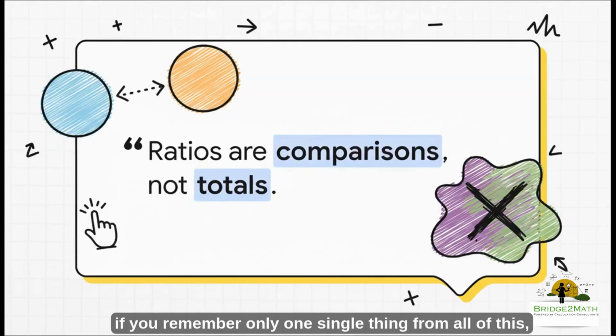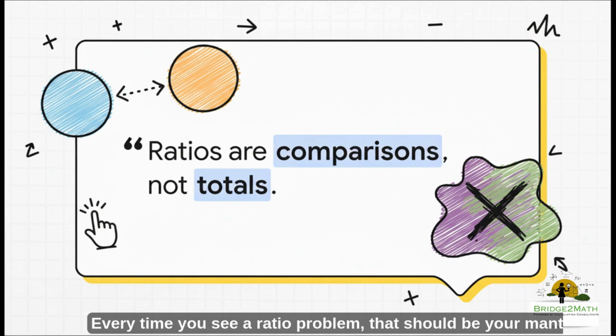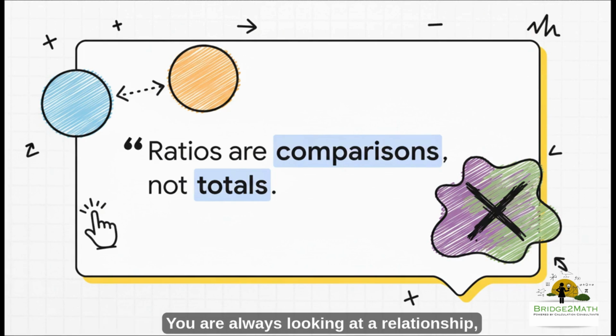Look, if you remember only one single thing from all of this, let it be this right here. Seriously, ratios are comparisons, not totals. Just burn that into your brain. Every time you see a ratio problem, that should be your mantra. You are always looking at a relationship, not just mushing numbers together into a sum.